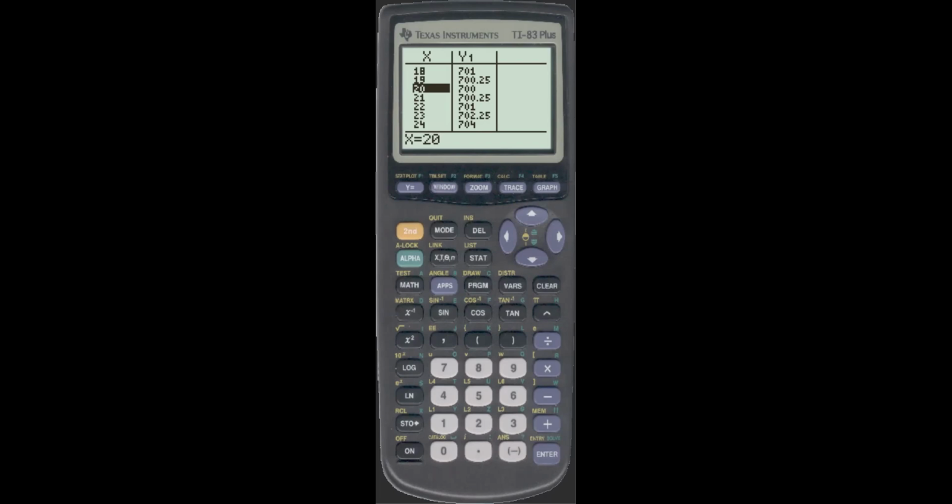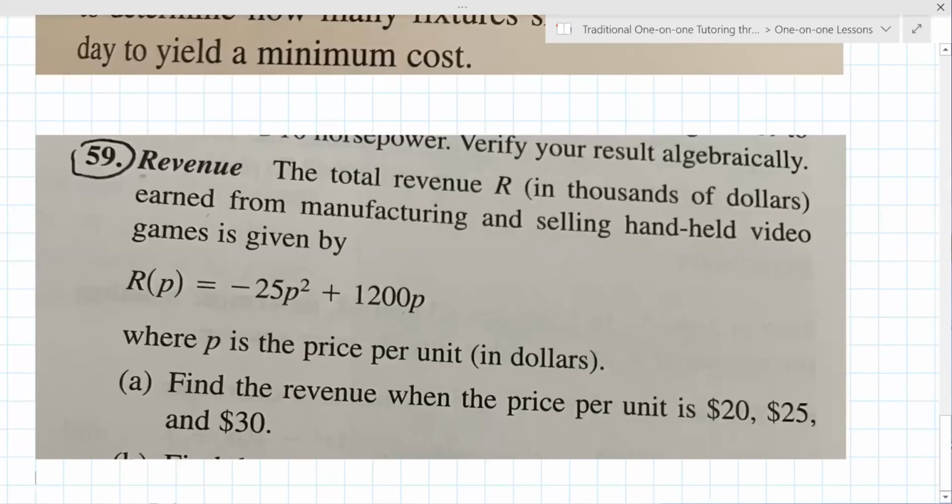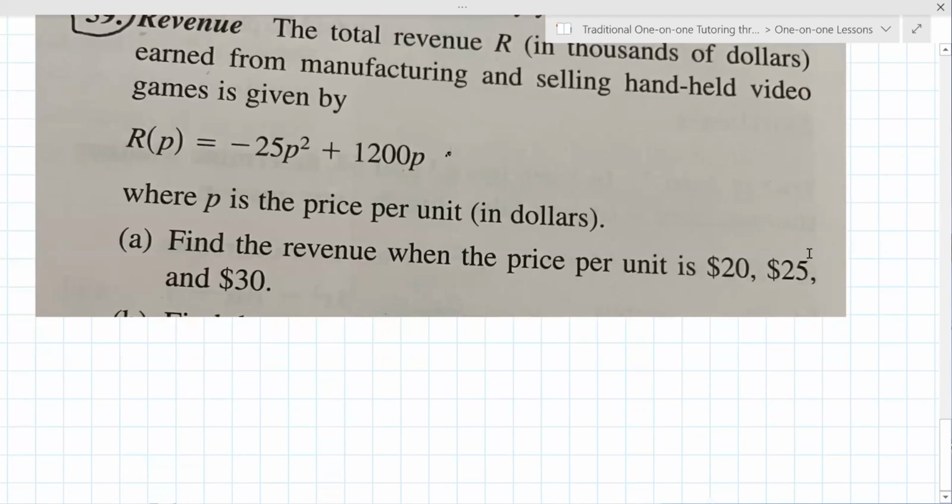All right, next question here. So I'm going to go back to sharing my other window. The total revenue is given by this function here. Revenue is what you bring in, and they want the revenue when the price per unit is 20, 25, and 30. So basically they're saying put those values into the function there.